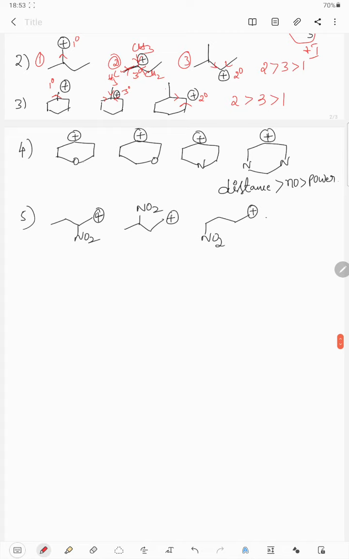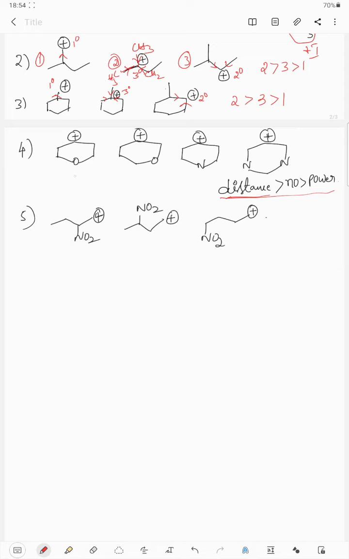Now look here, here I have taken 4 different examples, which is more stable, which is least stable. To identify the stability of carbocation, we need to consider distance, number and power. See, first you need to consider distance, and then number, and then power. Power means electron withdrawing character. Number means how many electron withdrawing groups are present. Distance means how far from the charge it is present. That is the important thing.